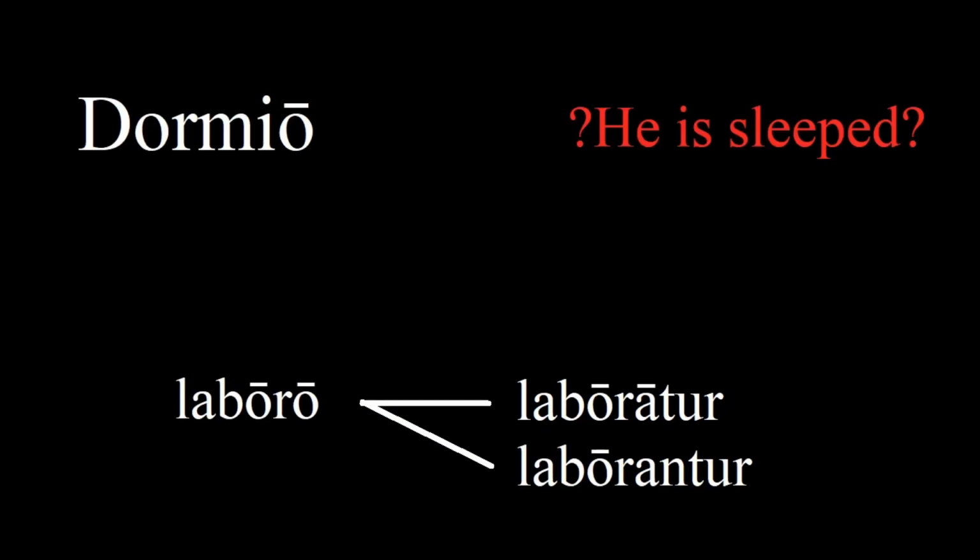There are some words that don't have a passive form because it doesn't really make sense to put them in passive form. For example, dormio does not have a passive form because saying he is sleeped makes no sense. And some words like laboro only have a third person passive form, since the other cases don't really make sense.